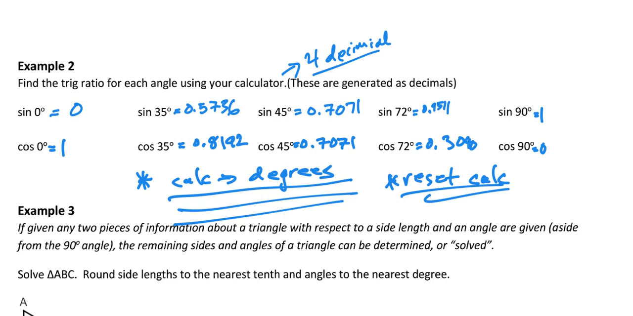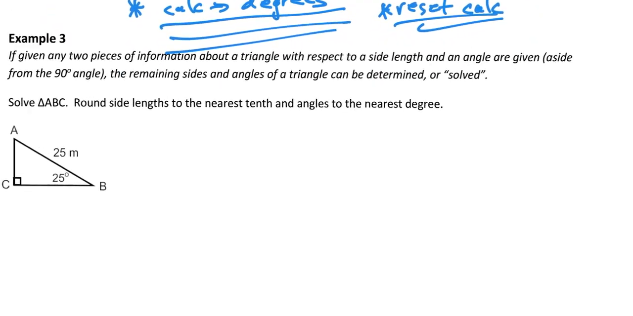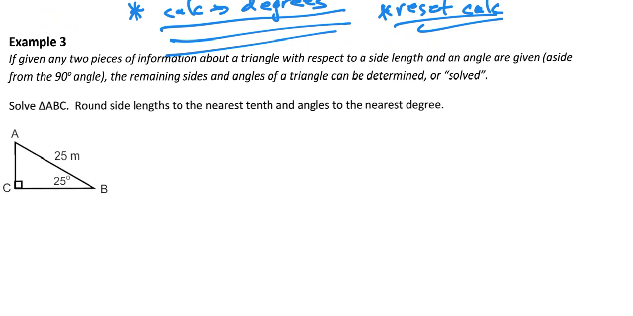Okay? So now, example 3 is our final example of the day. So this requires us to use all the knowledge we've learned with all 3 different trigonometric ratios. You might have cosine, sine, or tangent, but you have to figure out which one you're going to use. So, for example 3, let's read that, and we'll go through it right away. It says, if given any two pieces of information about a triangle with respect to a side and an angle, and from the angle 90, the remaining sides can always be determined and solved. So I could ask you to solve an entire triangle.